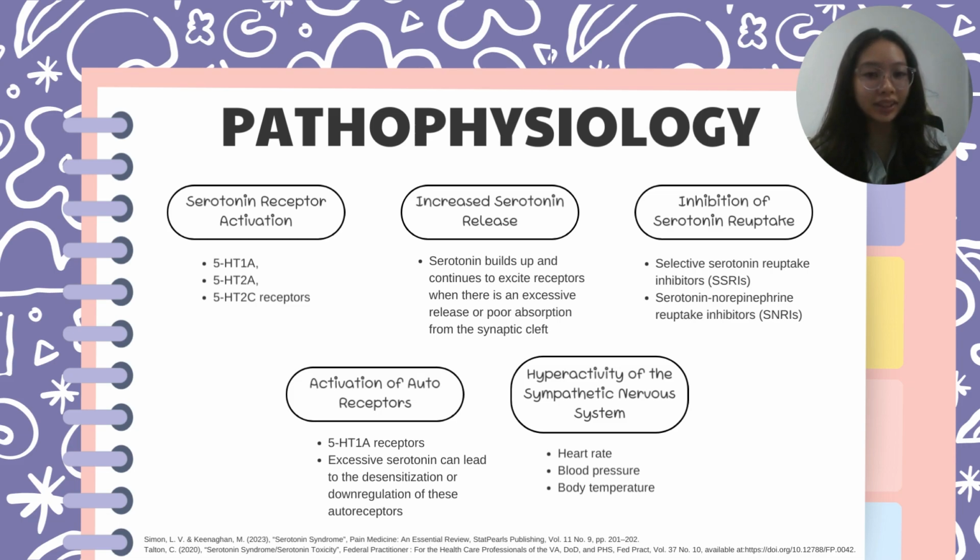Next is the inhibition of serotonin reuptake. There are SSRIs and SNRIs. Next is the activation of autoreceptors, which is 5-HT1A. Excessive serotonin can lead to desensitization or downregulation of these autoreceptors. And the last one is hyperactivity of the sympathetic nervous system, which can increase heart rate, blood pressure, and body temperature. That's all from me.